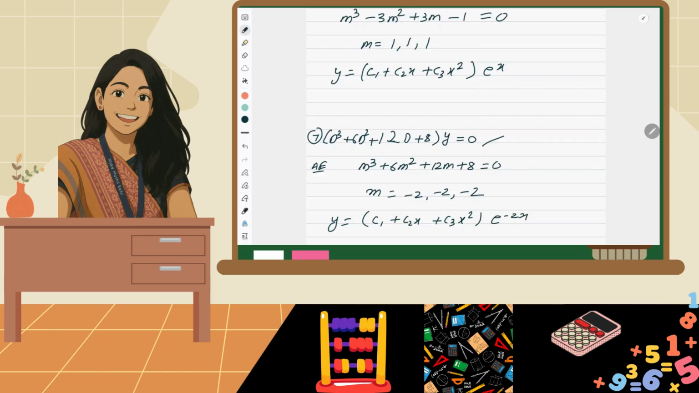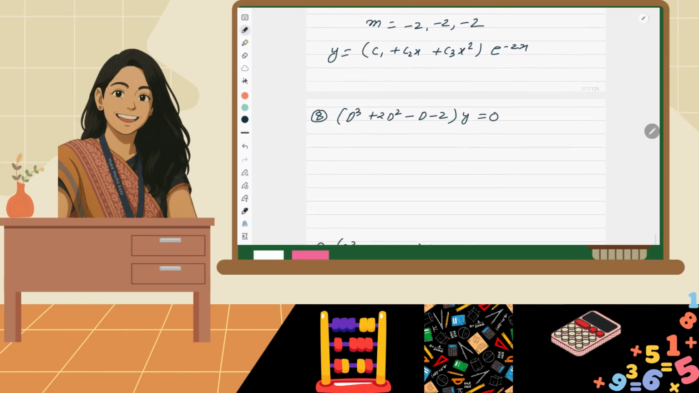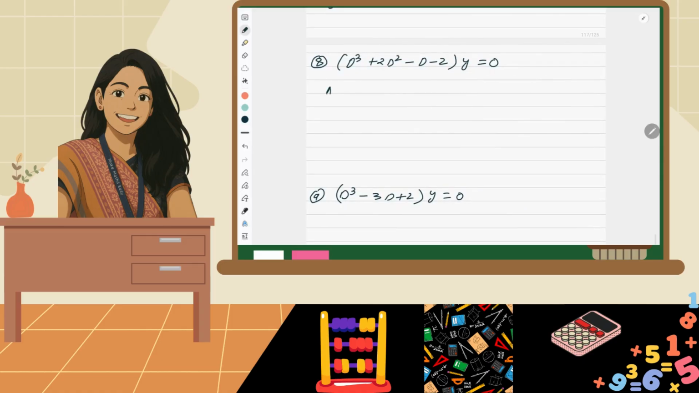You can never learn maths by listening to it or by reading it. You have to use your pen and you have to write. Come to the next question now. Auxiliary equation is m cube plus 2m square minus m minus 2 is equal to 0. Right? Now solve this. You will get m is equal to 1, minus 2, minus 1. Yes, power is 3, 3 roots means I am correct. So what will be the answer? Answer is C1 e to the power x plus C2 e to the power minus 2x plus C3 e to the power minus x. Right?